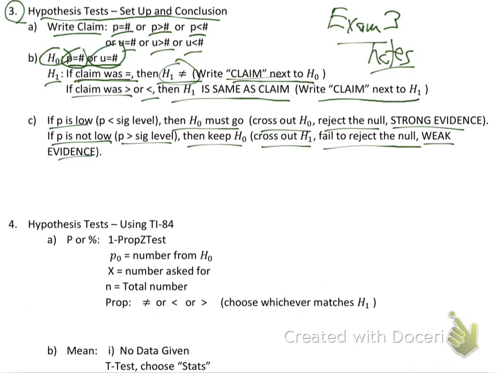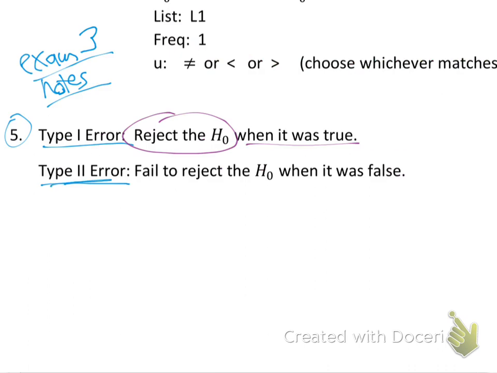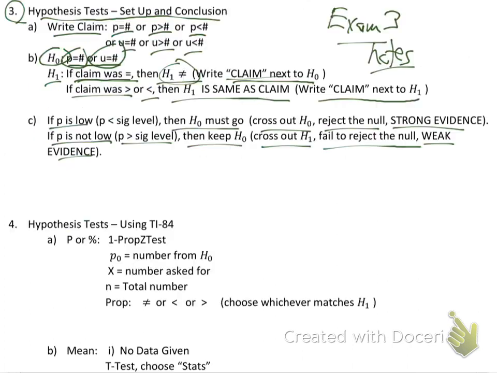Okay, so what's type 2 down here? Let's go see it. Here's the notes, exam 3 notes. Type 2: fail to reject the null when it was false. Like you should have rejected the null, but you failed to. It was false. You should have rejected it, but you didn't. So that's if you failed to reject the null. So let's go back here.